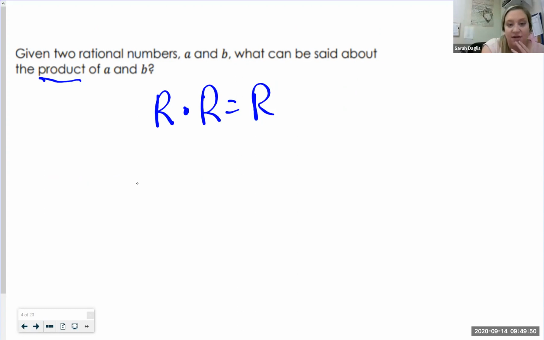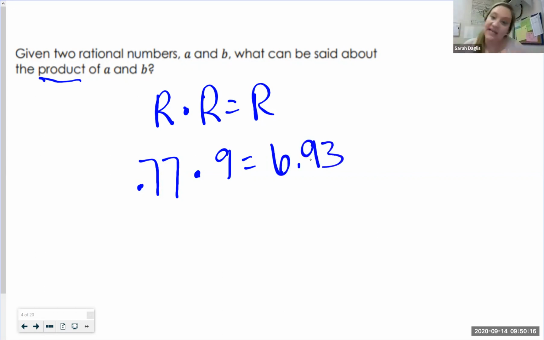Ooh, 0.77, good. Give me another one. Nine, great. Okay, so 0.77 times 9, y'all make me use my brain. Let's see here, 0.77 times 9, that is going to give me 6.93, which is a rational number. It is a decimal. It does not go on forever without a pattern. That is good, awesome. So rational plus rational will always give me a rational. Rational times rational will always give me another rational, all right? Good job.